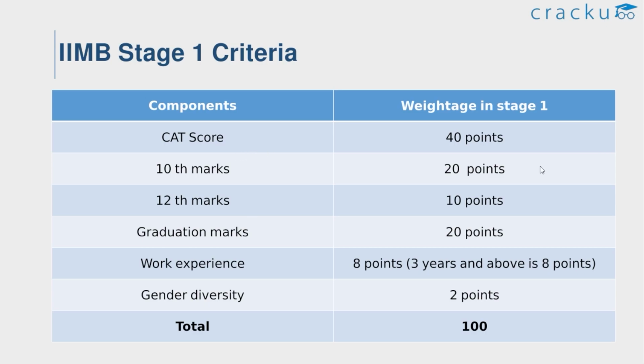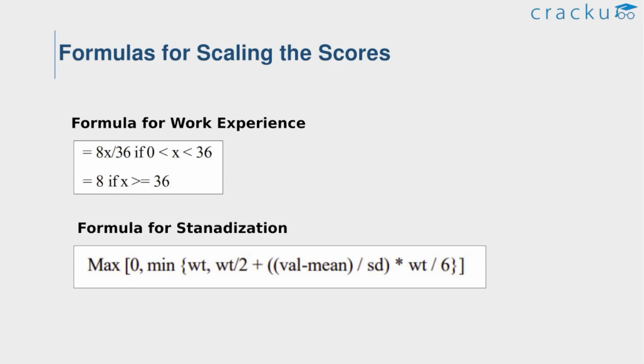Here you can see the weight for the academics, including 10th, 12th and graduation marks. They gave 50% of weightage to your academics. By this, you can understand that the probability to get call from IIM Bangalore will decrease if you do not perform well in your academics, even if you have a great score in CAT, because the weight for CAT score is given only 40 points. In IIM Bangalore, while scaling the marks for your academics, they will use a standardization formula.